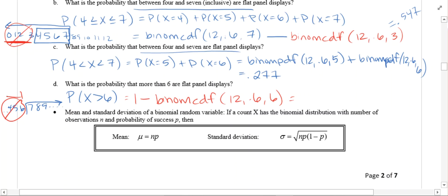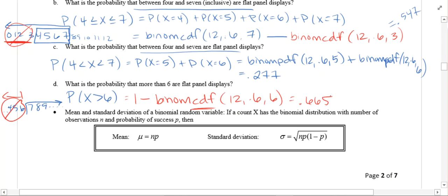So I need to subtract off the 6 and lower. So go ahead and calculate that. Make sure you're using CDF as the cumulative one. And you should get 0.665.